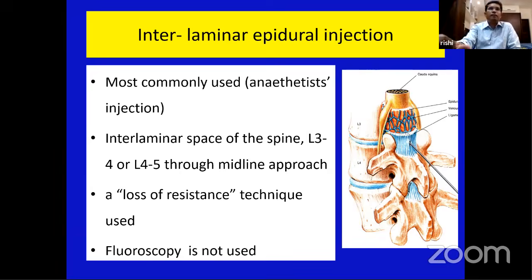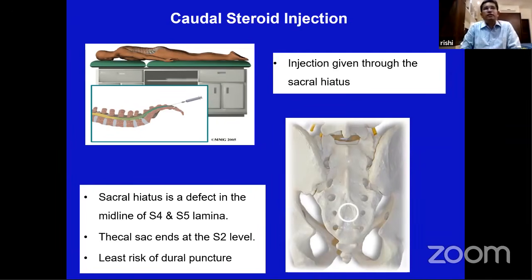The third technique is the caudal epidural injection. Here the injection is given through the sacral hiatus. The sacral hiatus is actually a bony defect in the midline at the level of the S4 and S5 lamina. So we palpate the sacrum from proximal to distal, and wherever we feel a dip in the sacral bone and the patient is lying prone, that's the place where we insert the spinal needle and then we give the drug.